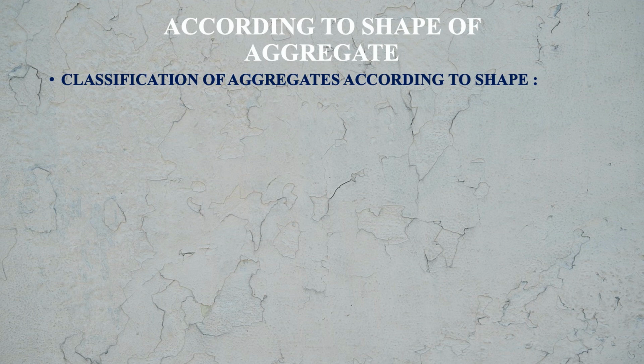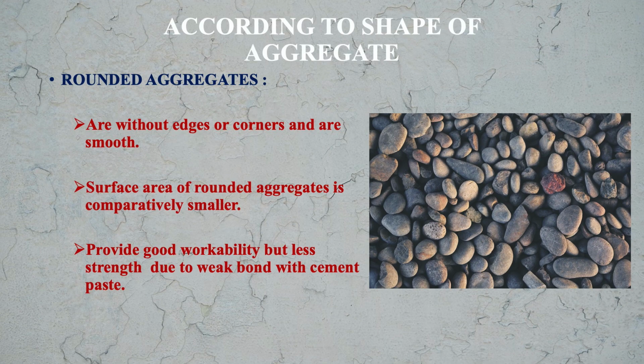Now third is according to the shape of the aggregate. According to shape of the aggregate, you can classify the aggregates as rounded aggregate, angular aggregate, flaky aggregate, elongated aggregates. Let us take the rounded aggregate. Rounded aggregates are without edges or corners and are smooth basically. The surface area of rounded aggregate is comparatively smaller. They provide good workability but less strength due to weak bond with the cement paste.